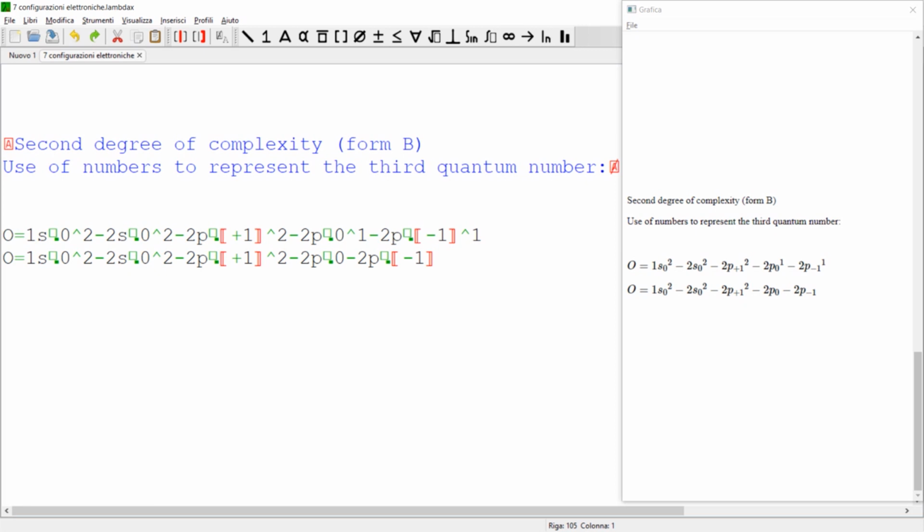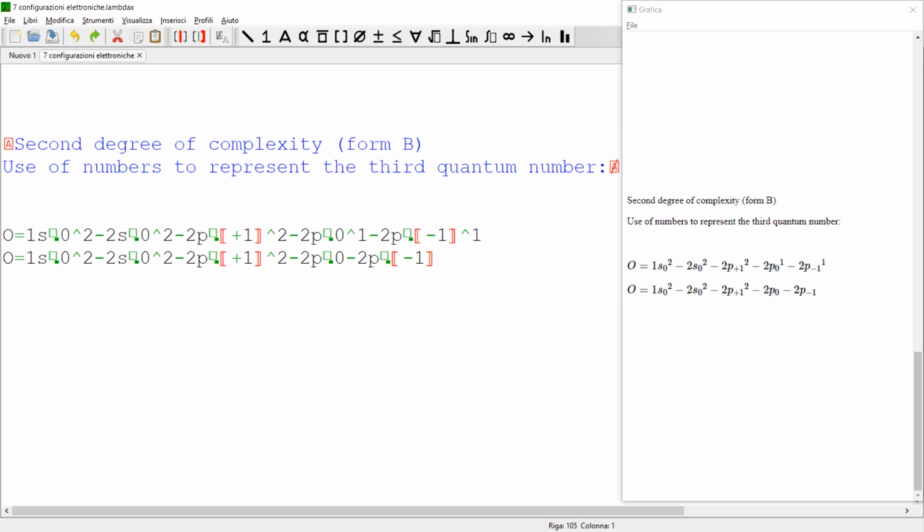O equals 1s subscript 0 power 2, hyphen, 2s subscript 0 power 2, hyphen, 2p subscript open parenthesis plus 1 close parenthesis power 2, hyphen, 2p subscript 0 power 1, hyphen, 2p subscript open parenthesis minus 1 close parenthesis power 1.